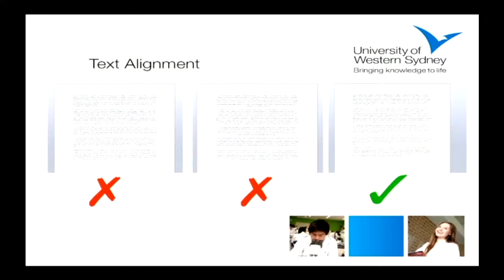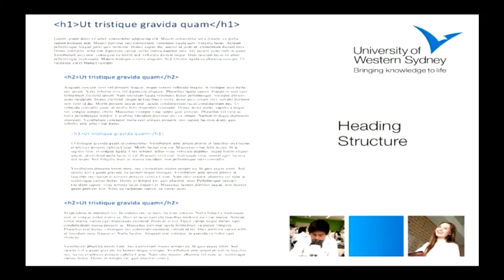Text alignment. Designers love this kind of fully justified look for text, but it means the space between words is different on every line. It decreases the readability. Of course, center alignment is even worse because each line starts somewhere different. So please ensure all content is left justified.